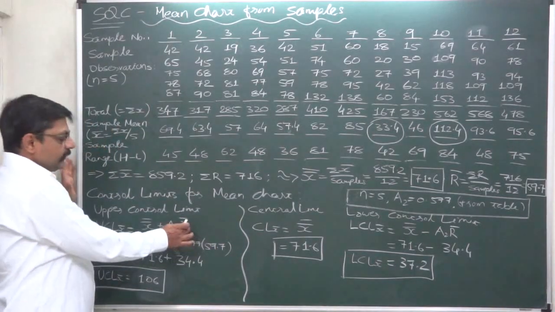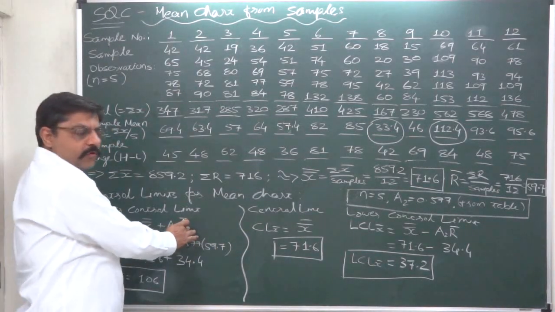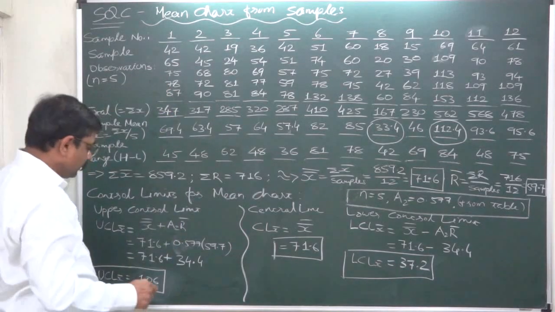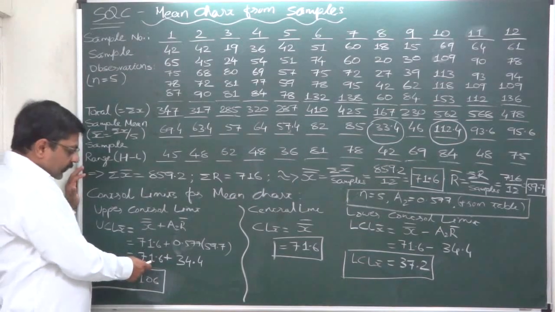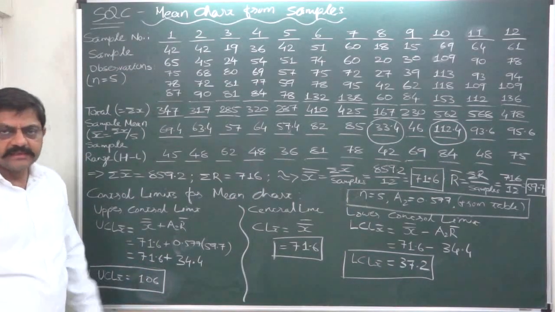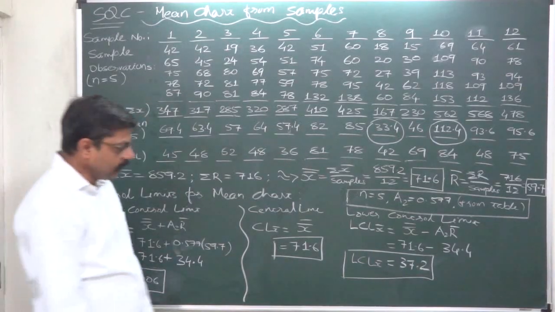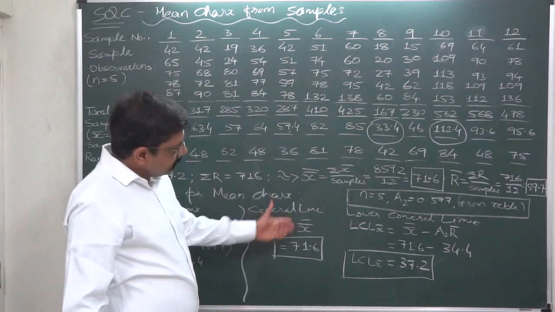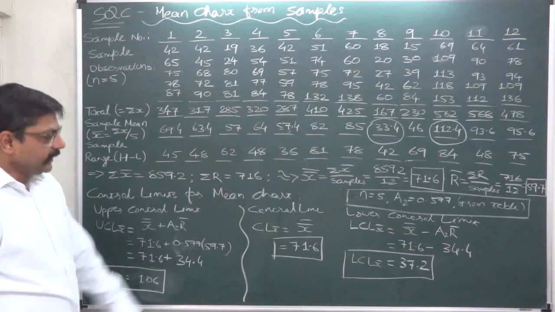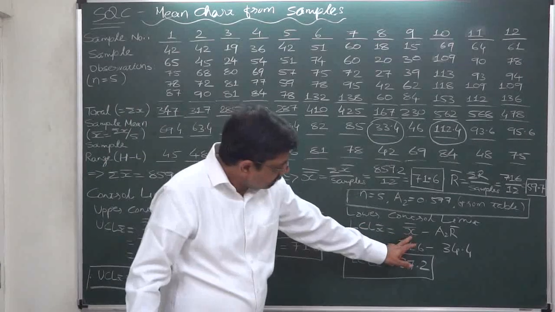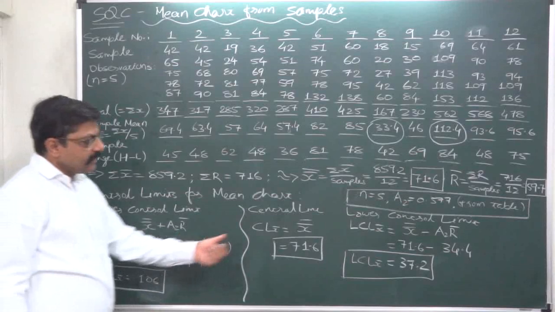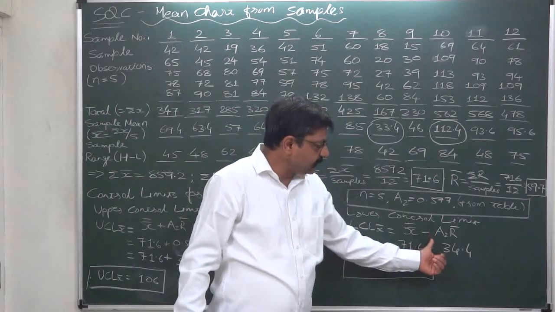For this purpose, we need the range and the mean of all the ranges, even when we want to construct the mean chart. So ultimately, it gives us the upper control limit 106. Again, this is a rounded off value. The central line is nothing but the grand mean, 71.6, and the lower control limit is also very easy. It is grand mean minus A2 R bar.